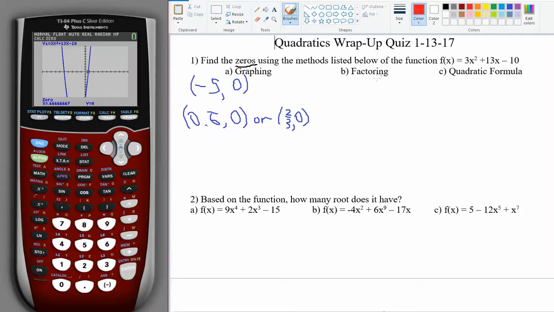So factoring, do this in a different color. We're going to do A times C. Remember that A is the first term of our quadratic, the one with the squared, so that's 3. It's multiplied by the last term, the constant term of our quadratic, and that's -10. This ends up equaling -30. So we're looking for factors of -30 that add up to 13.